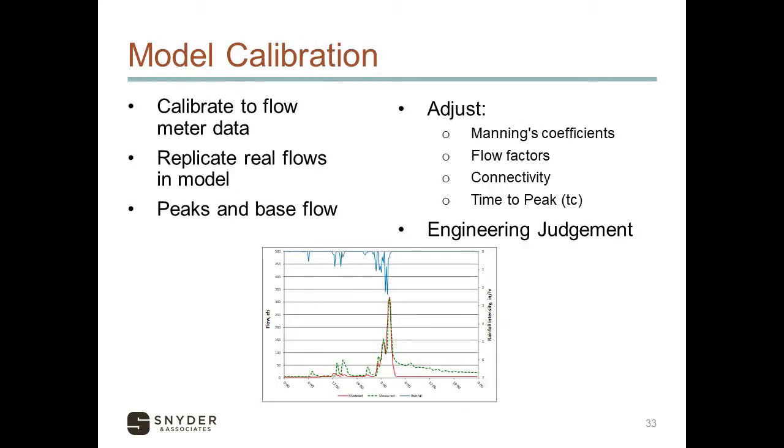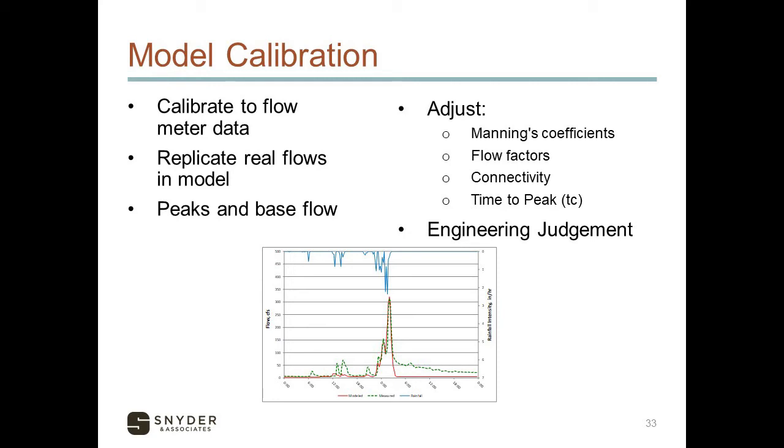Once we have a model built, we're going to need to calibrate it to make sure the results that we get are representative of the system that we have modeled. And so we're going to take flow meter data and try to do that and replicate real flows in the model to try to achieve the same peaks and base dry weather flow for the rainfall events that we've seen. As we're going through the calibration process, we're getting different flows. We're tweaking things that are going to make the model system output flow more similar to what was actually recorded.